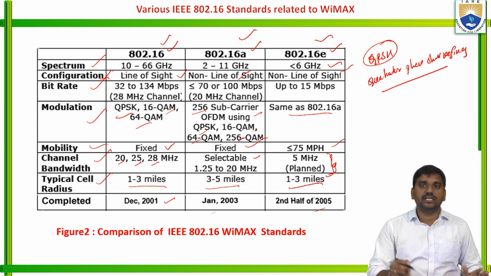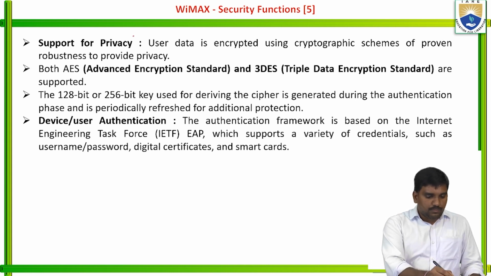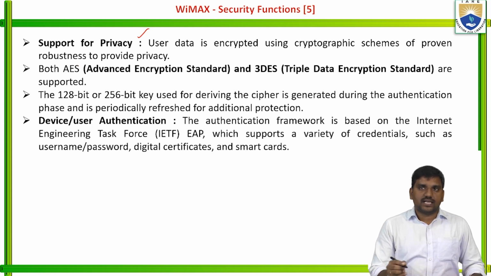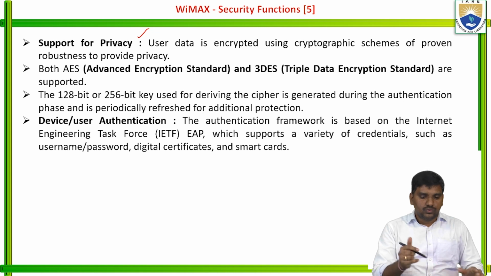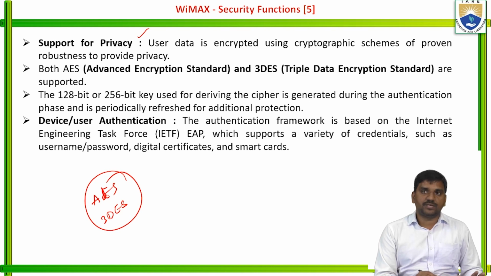Next, move on to some security functions of WiMAX. It supports privacy. User data is encrypted using a cryptographic scheme that provides robust privacy. Both AES, Advanced Encryption Standard, and Triple Data Encryption Standard are supported. So these are the two encryption methods, AES and 3DES, supported by WiMAX. A 128-bit or 256-bit key is generated during the authentication phase and is periodically refreshed for additional protection.